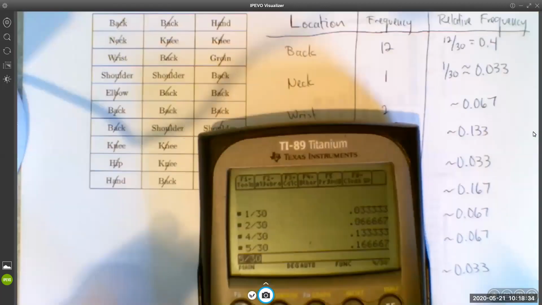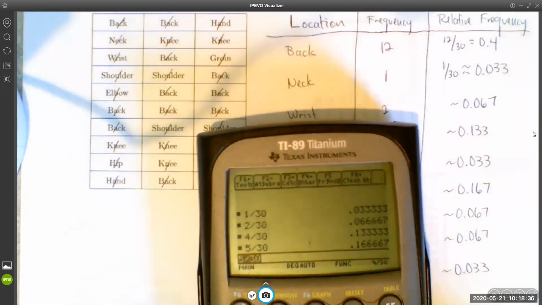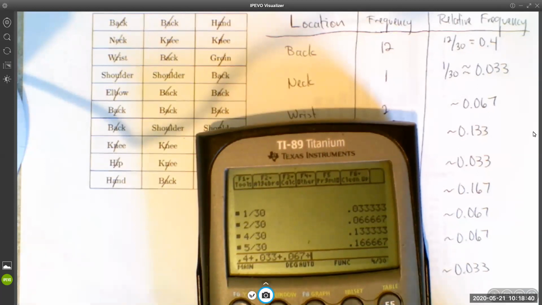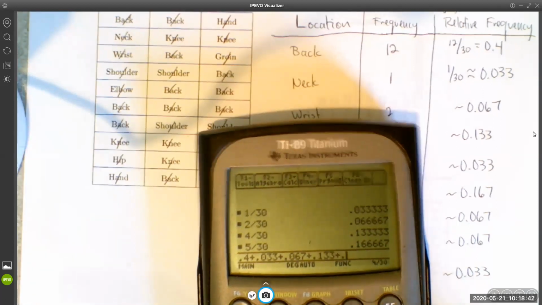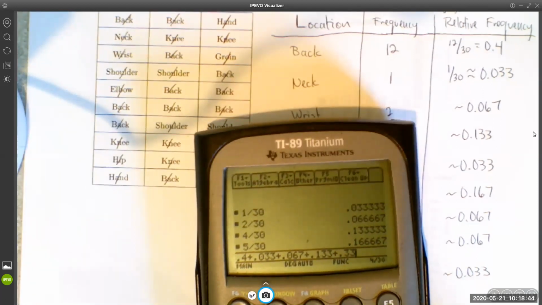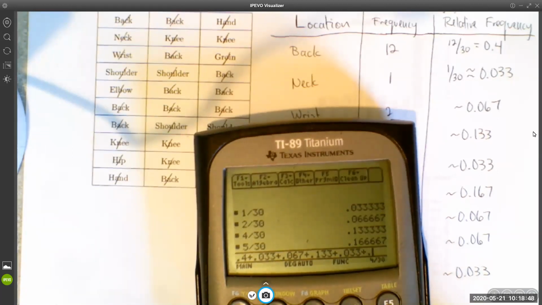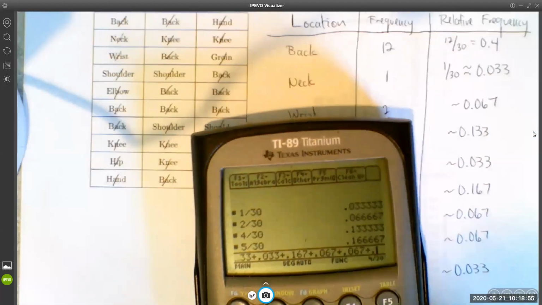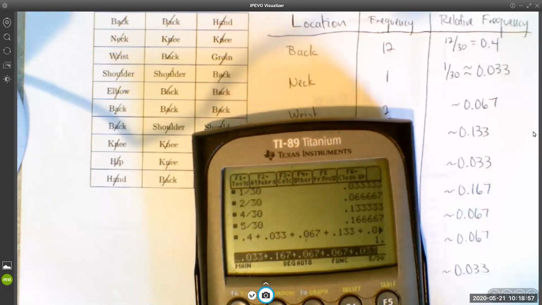And I think you probably do. Let's just check. 0.4 plus 0.033 plus 0.067 plus 0.133 plus 0.033, 0.033. Plus 0.167 plus 0.067 plus 0.067 plus 0.033 equals 1.